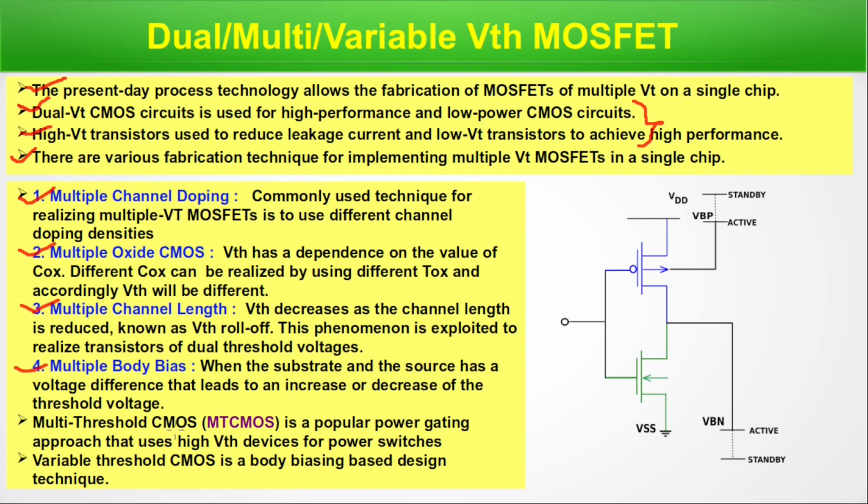Now, multi-threshold CMOS is a popular power gating approach that uses high VTH devices for power switches. Variable threshold CMOS is a body biasing based design technique. Depending on the substrate and source voltage difference, VTH could be different, so that can be used for the variable threshold CMOS technique. And multi-threshold CMOS is a popular power gating approach that uses high VTH devices for power switches. This is basically dual or multi or variable VTH MOSFET. We are done with this slide. We'll move to the next slide.